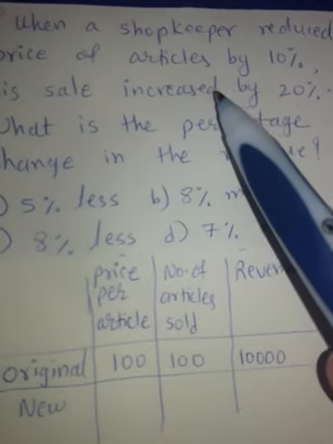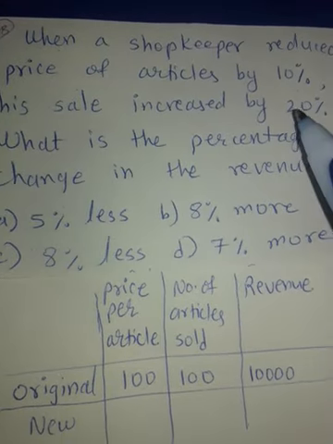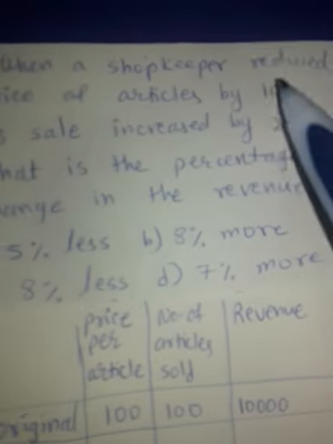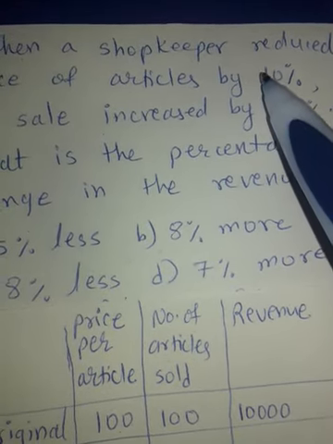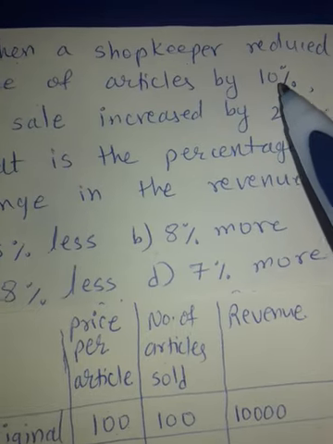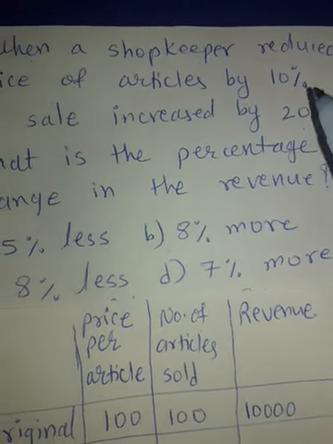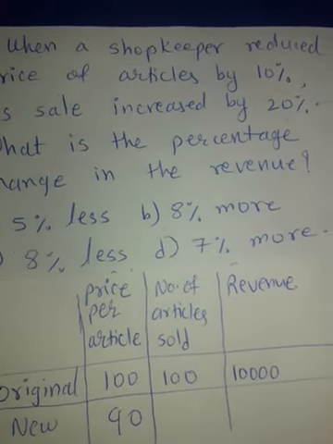He decided to reduce the price. Reduce the price of article by 10%. Reducing the price by 10% means per 100. If original was 100, he is going to reduce 10 on that 100. That means new price will be 90. So I am going to write here 90.